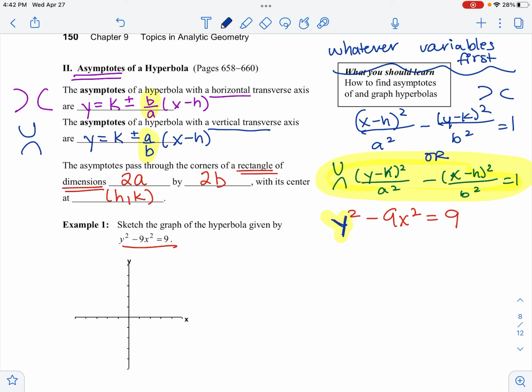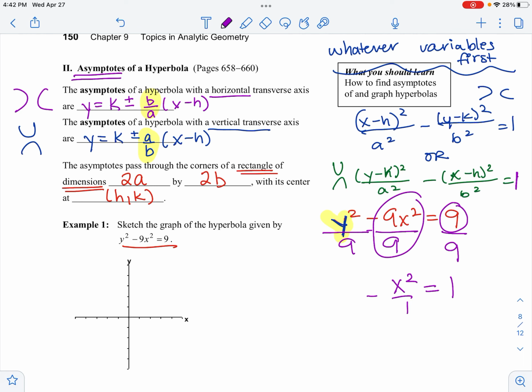So we're going to try to make it look like that general form. Remember, this right here equals 1, so I need this to equal 1 as well. So we're going to divide by 9 on everything. 9 divided by 9 equals 1. Here, if I simplify this, 9x squared over 9 is just x squared over 1. And y squared over 9 is going to be right here.